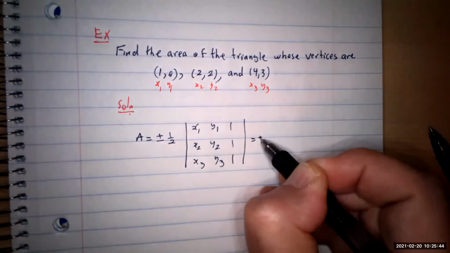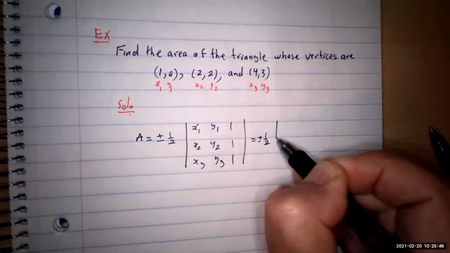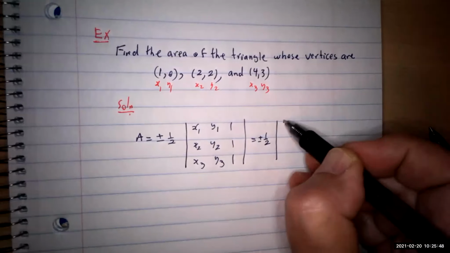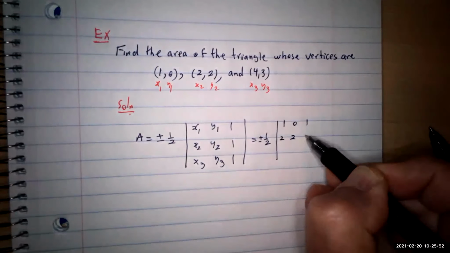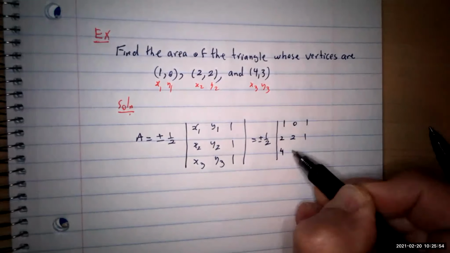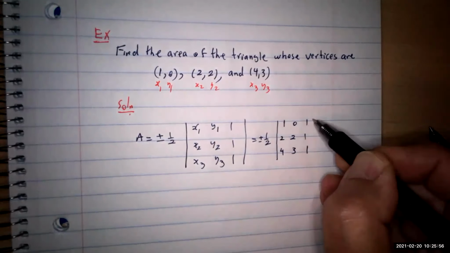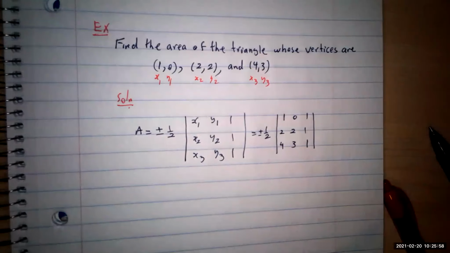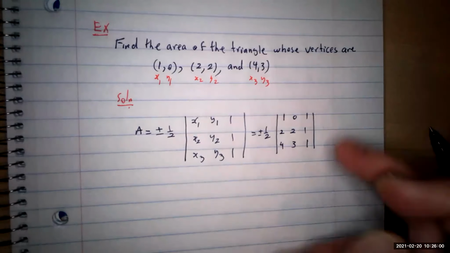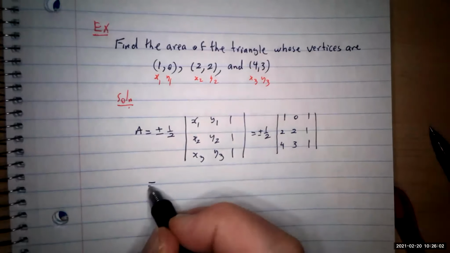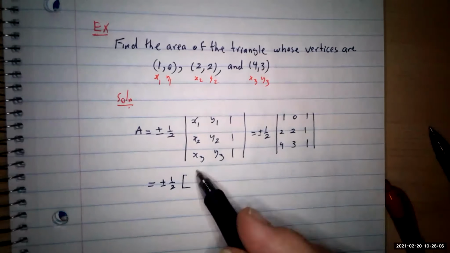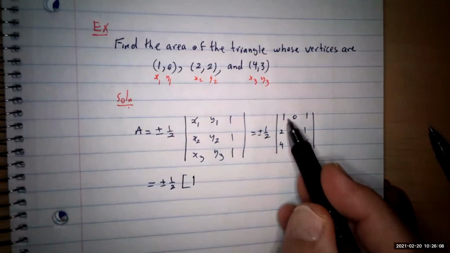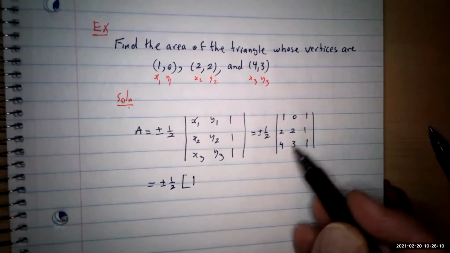So it's going to be positive negative half. Just bring these numbers: 1, 0, 1, 2, 2, 1, 4, 3, 1. That's it. Find the determinant, just use the first row if you like. It's going to be positive negative half. The determinant, I go with the 1, eliminate the first row, first column, is going to be 2 minus 3.